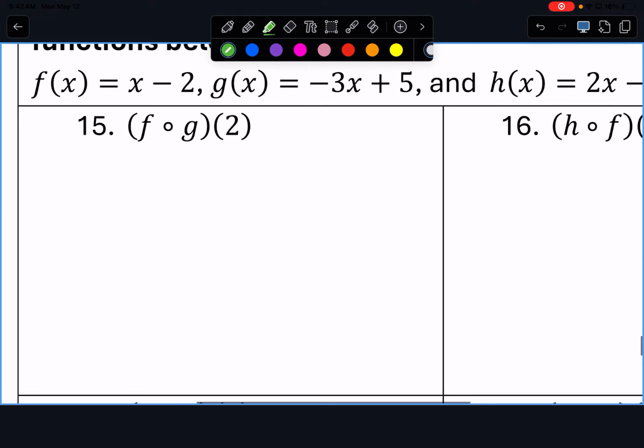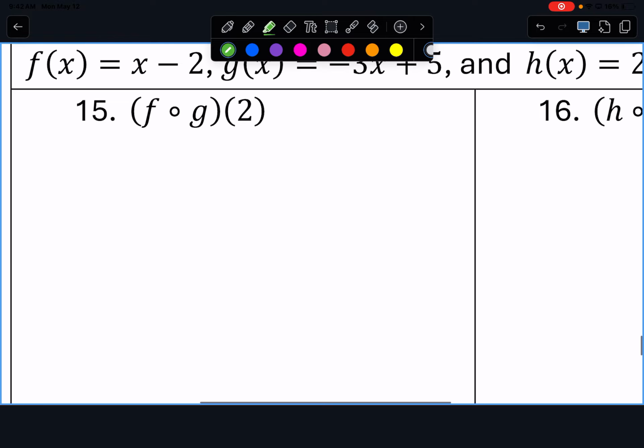So for number 15, for f of g of 2, the first thing you can do here is just find f of g of x.